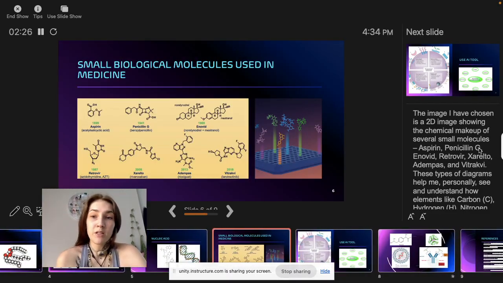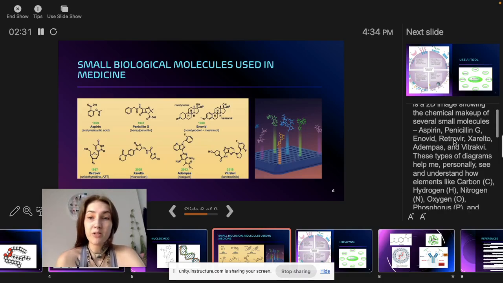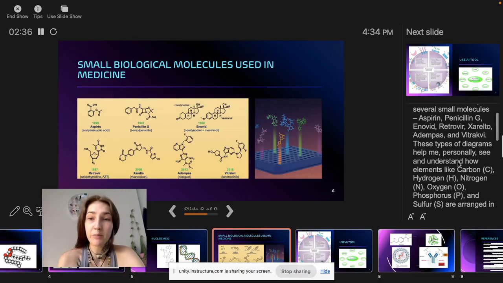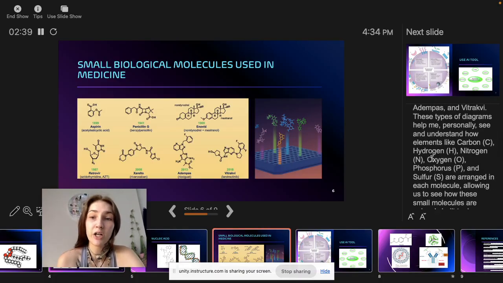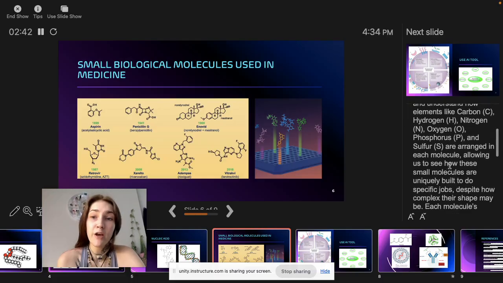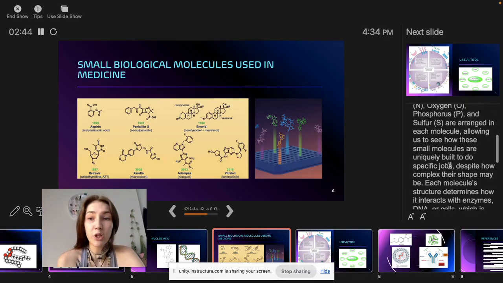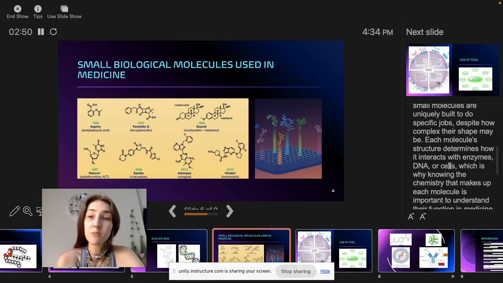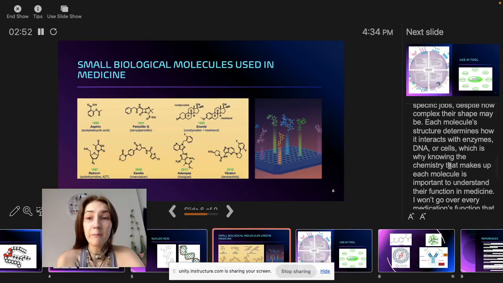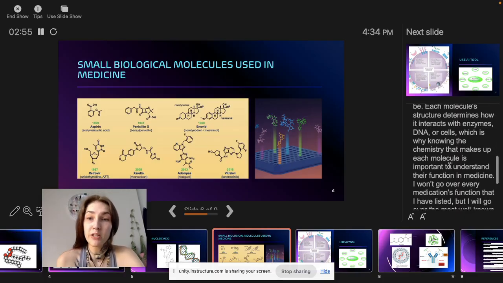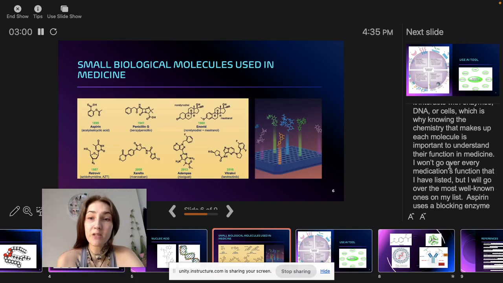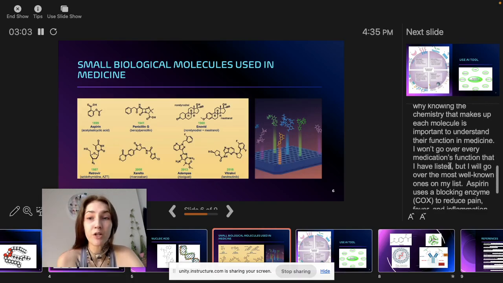The image I've chosen is a 2D image showing the chemical makeup of several small molecules: aspirin, penicillin, just to name a few. These types of diagrams help me personally see and understand how elements like carbon, hydrogen, nitrogen, oxygen, phosphorus, and sulfur are arranged in each molecule, allowing us to see how these small molecules are uniquely built to do specific jobs, despite how complex their shape may be. Each molecule's structure determines how it interacts with enzymes, DNA, or cells, which is why knowing the chemistry that makes up each molecule is important to understand their function in medicine.